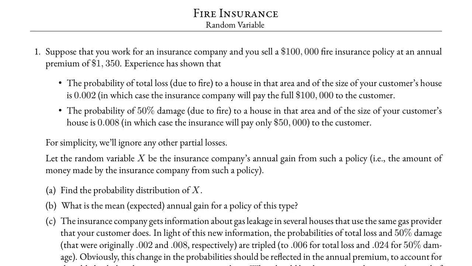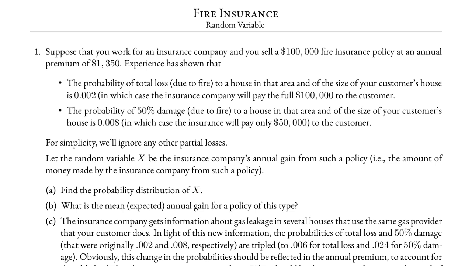The probability of 50% damage due to fire to a house in that area and of the size of your customer's house is 0.008, in which case the insurance will pay only $50,000 to the customer. For simplicity, we'll ignore any other partial losses. Let the random variable x be the insurance company's annual gain from such a policy. The amount of money made by the insurance company from such a policy is called the annual gain. Part A, find the probability distribution of x.